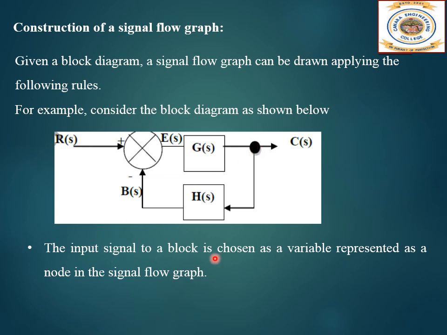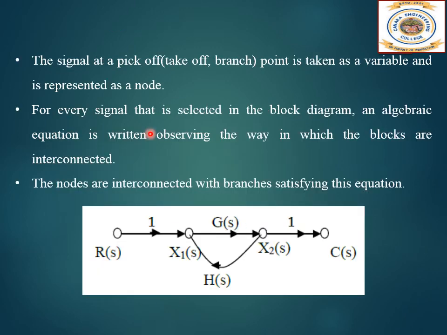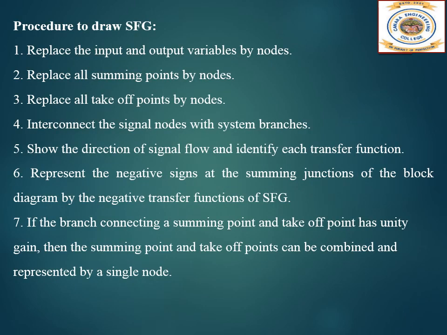The input signal to a block is chosen as a variable represented as a node in the signal flow graph. The signal at a pick-off point, or take-off branch point, is taken as a variable and is represented as a node. For every signal selected in the block diagram, an algebraic equation is written observing the way in which the blocks are interconnected. The nodes are interconnected with branches satisfying this equation. Here we took the nodes X1(s), X2(s), then C(s). G(s) was the gain in that block, and H(s) was also a gain in that block. So let us go through the procedure to draw the signal flow graph.